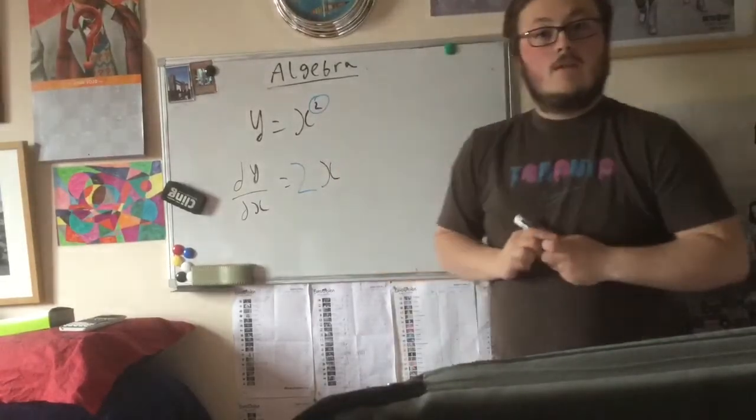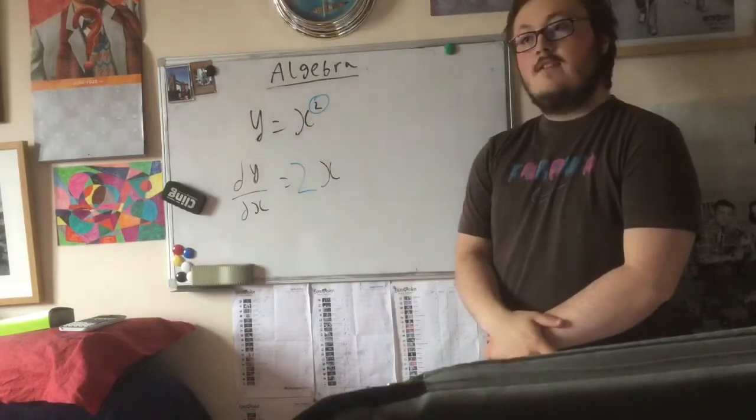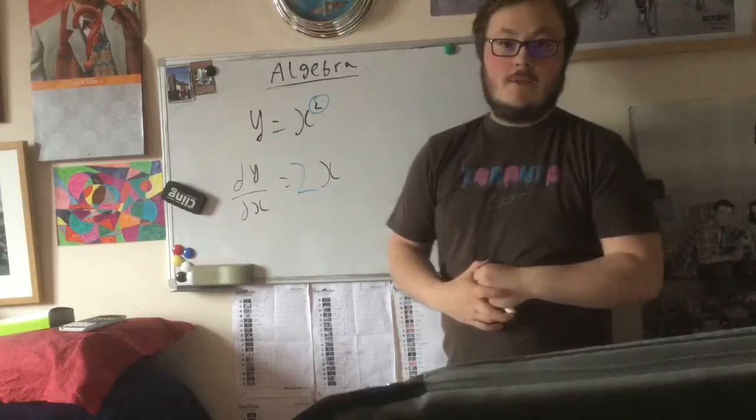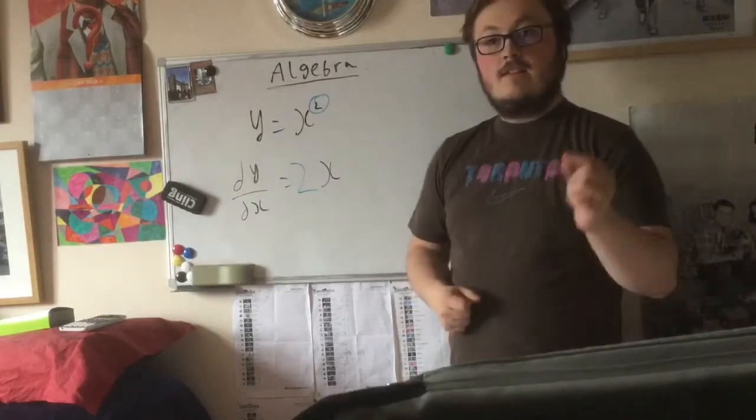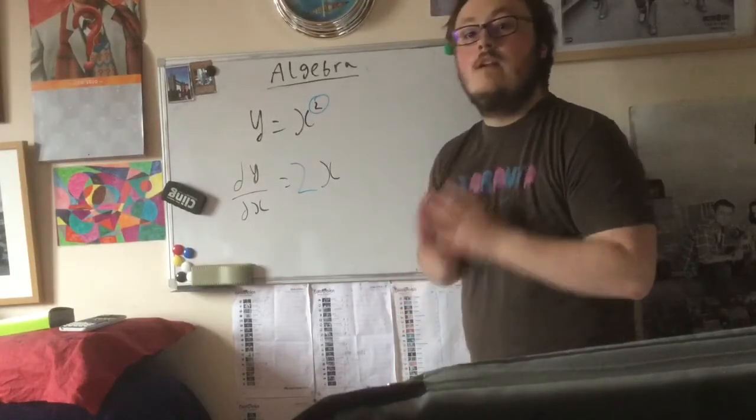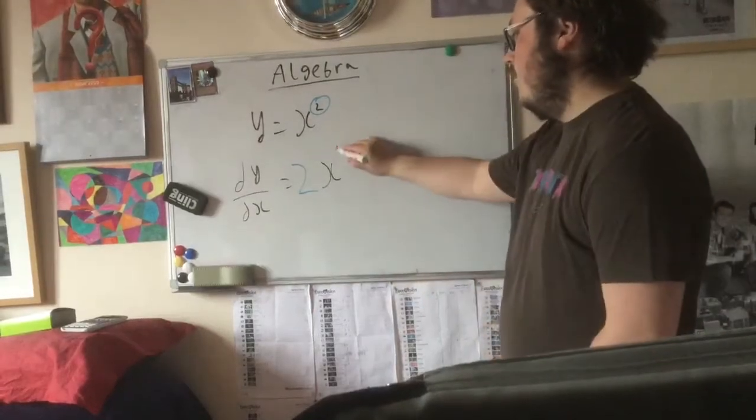But then the final thing we do is we subtract 1 from the indice we started with, and that's the new indice of our equation. So we do 2 multiplied by x, but instead of x being to the power of 2, it's x to the power of 1 less than that. So in this case, it would be x to the power of 1.